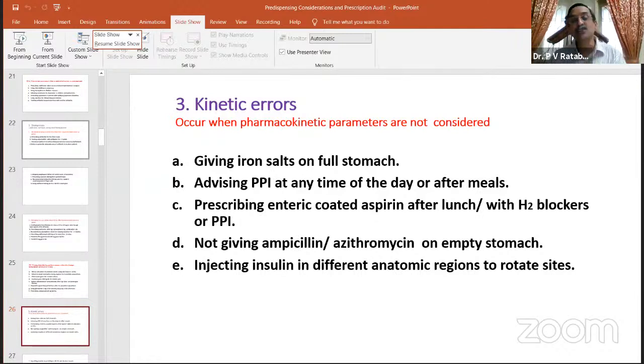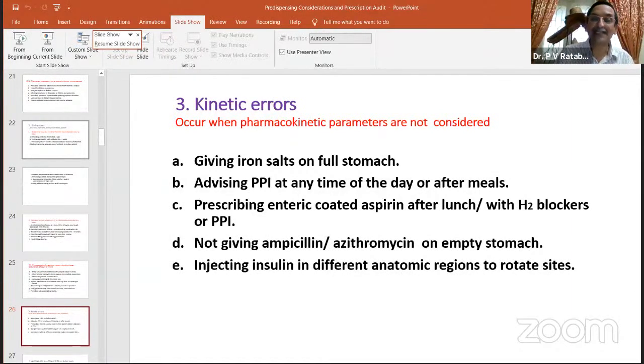But if you give it after lunch, when the medium in the stomach is alkaline, the coating will dissolve in the stomach itself. There's no point in giving an enteric coating. So you are creating problems for the patient. And when you give it along with H2 blockers and proton pump inhibitors, absorption of aspirin is further hampered. So this is a very good place where a pharmacist can actually help the patient and explain to him that enteric coated aspirin has to be taken 45 minutes before lunch.